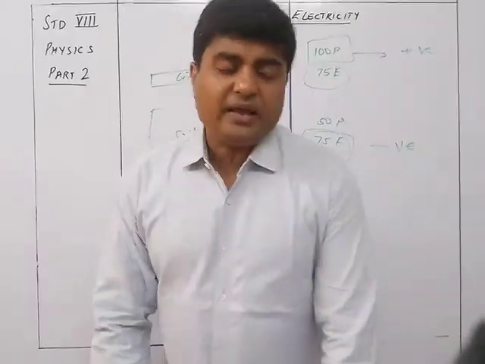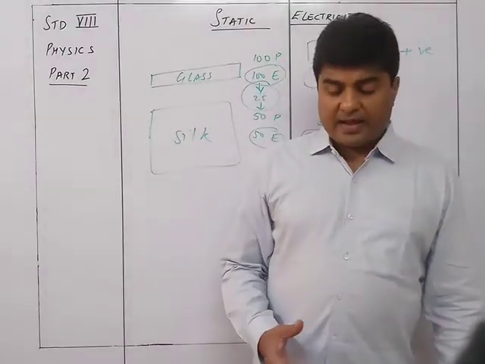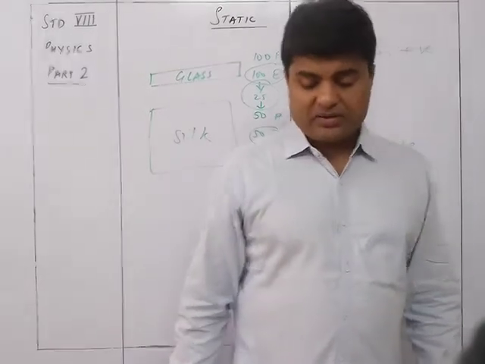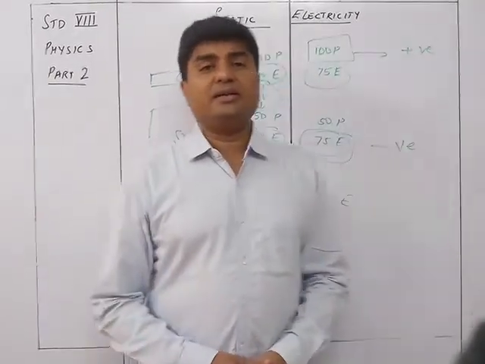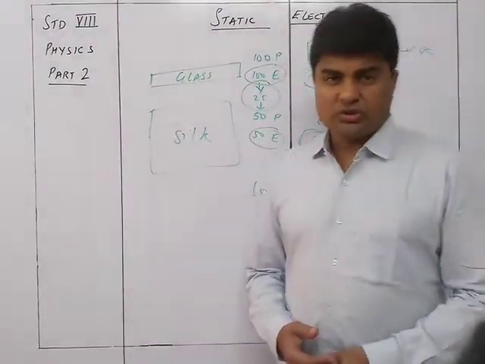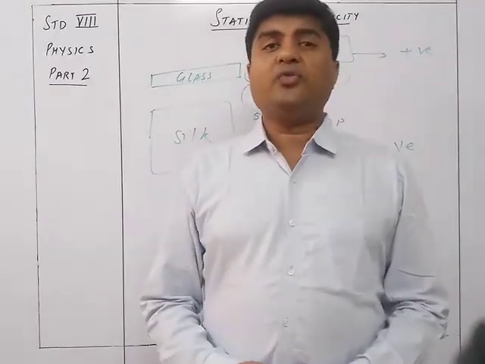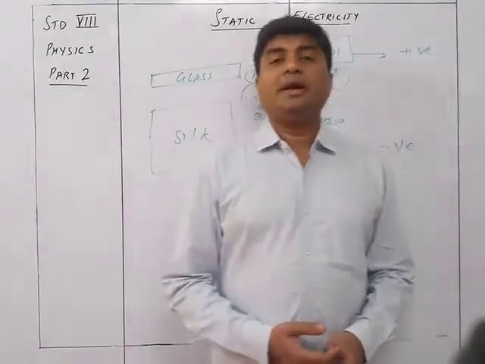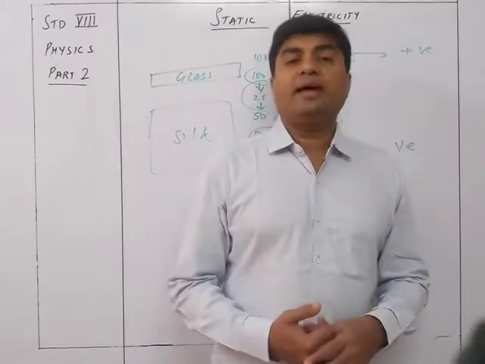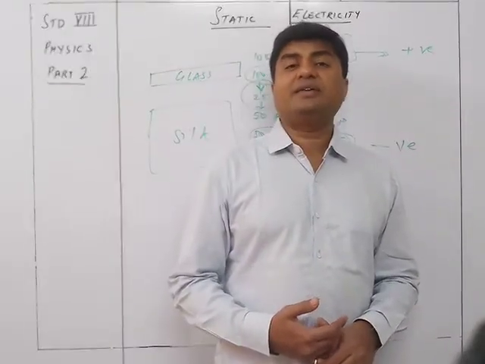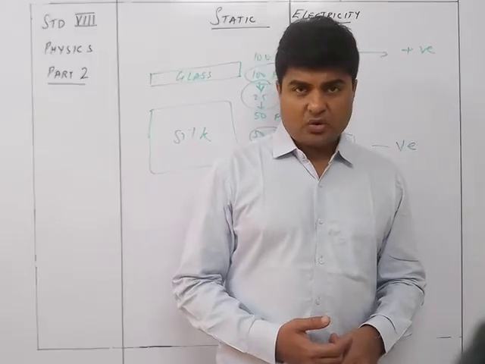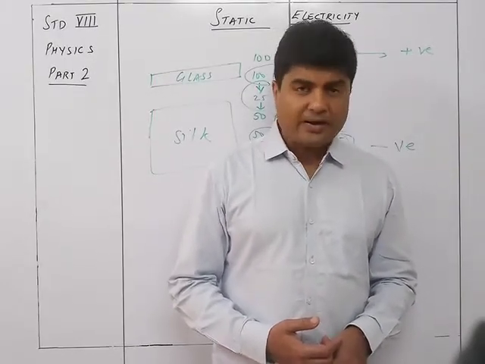Now, when we are talking about charging, there are two kinds of substances in nature. One is the conductor and the other is the insulator. We know very well that conductors are those which allow electric current to flow through them. When the electric current can easily flow through them, they are called conductors, and when electricity is not able to flow through them, they are called insulators, or bad conductors or non-conductors.